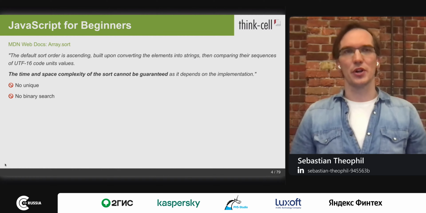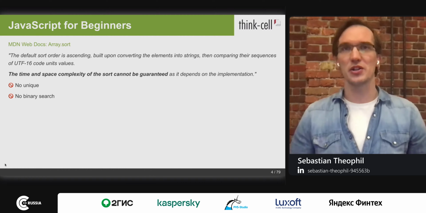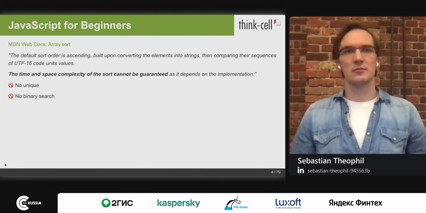The next sentence is even worse: the time and space complexity of the sort cannot be guaranteed. That's horrible. I cannot fix that without programming my own sort. For all I know, the JavaScript array sort could use permutation sort. And then when I tried to solve the rest of the problem, there was no algorithm to get a unique range of values from a sorted array, and there was no built-in binary search either.